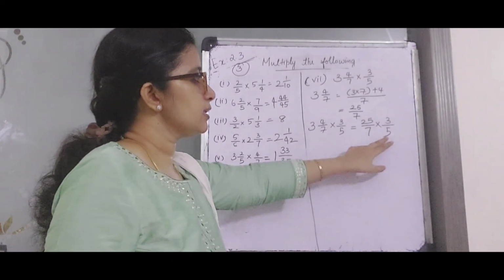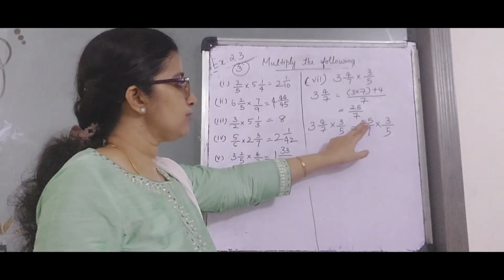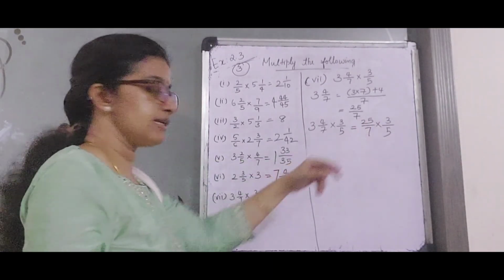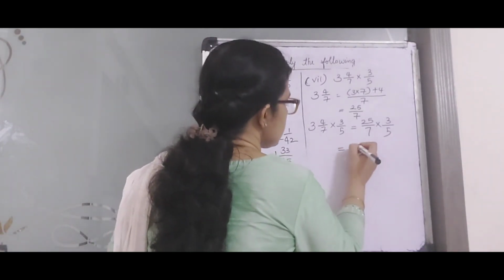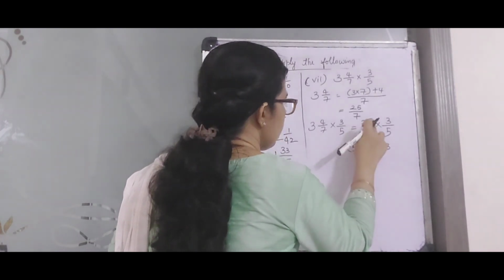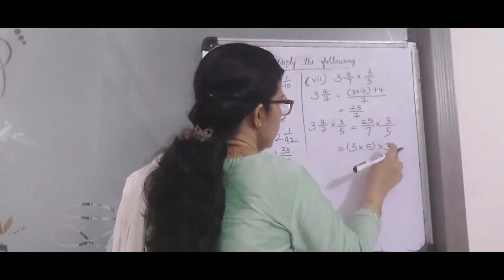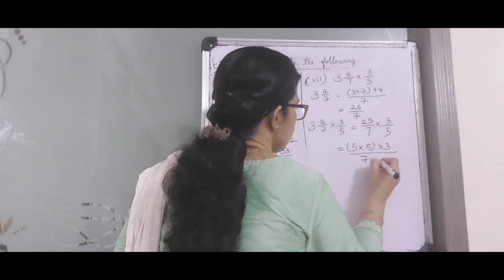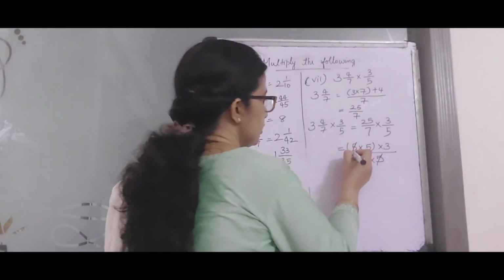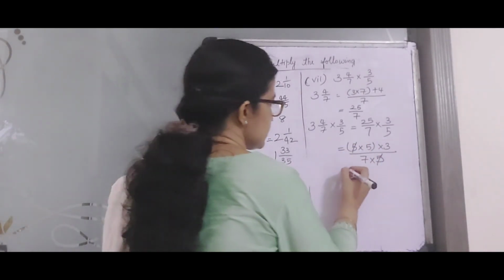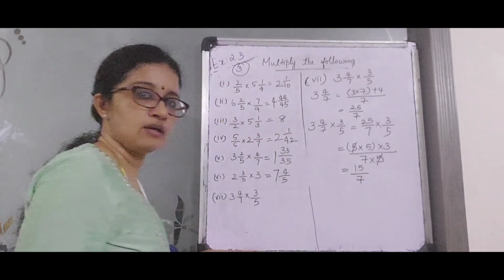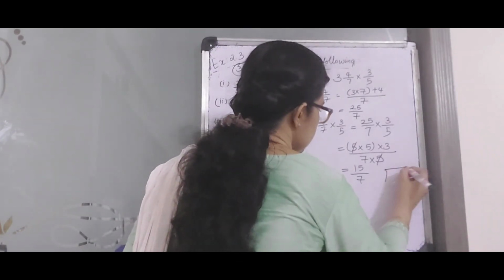Now can we cancel something in the numerator and the denominator? There is a 25 in the numerator and there is a 5 in the denominator. Okay. So we can cancel it, right? So 25 can be written as 5 into 5. 25 is written as 5 into 5 into 3 divided by 7 into 5. Okay. Now this 5 in the denominator and the 5 in the numerator can be cancelled. So the answer is 5 into 3 is 15, 15 by 7.